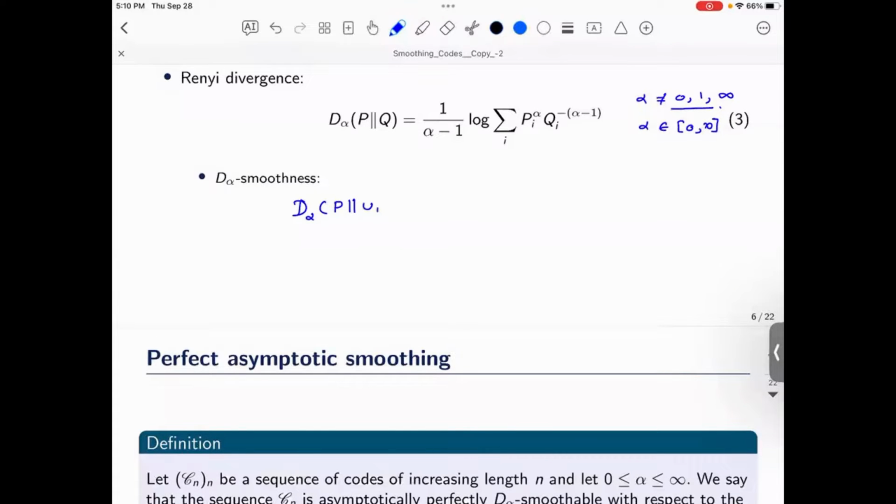D alpha smoothness is just you plug U_n instead of Q. That means you are taking the divergence between the corresponding probability function and the uniform distribution.